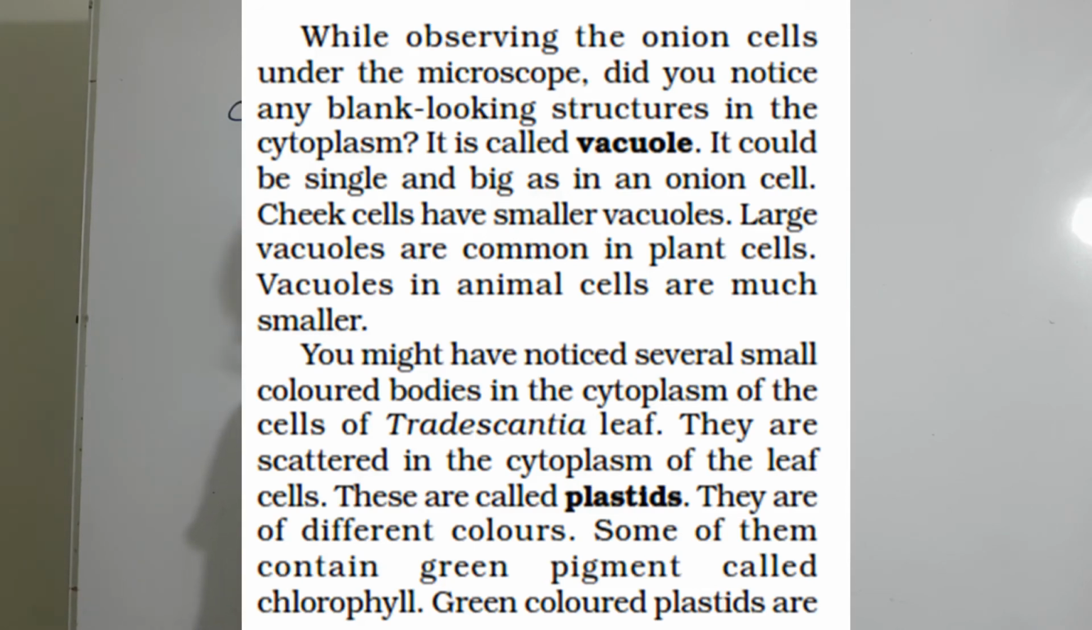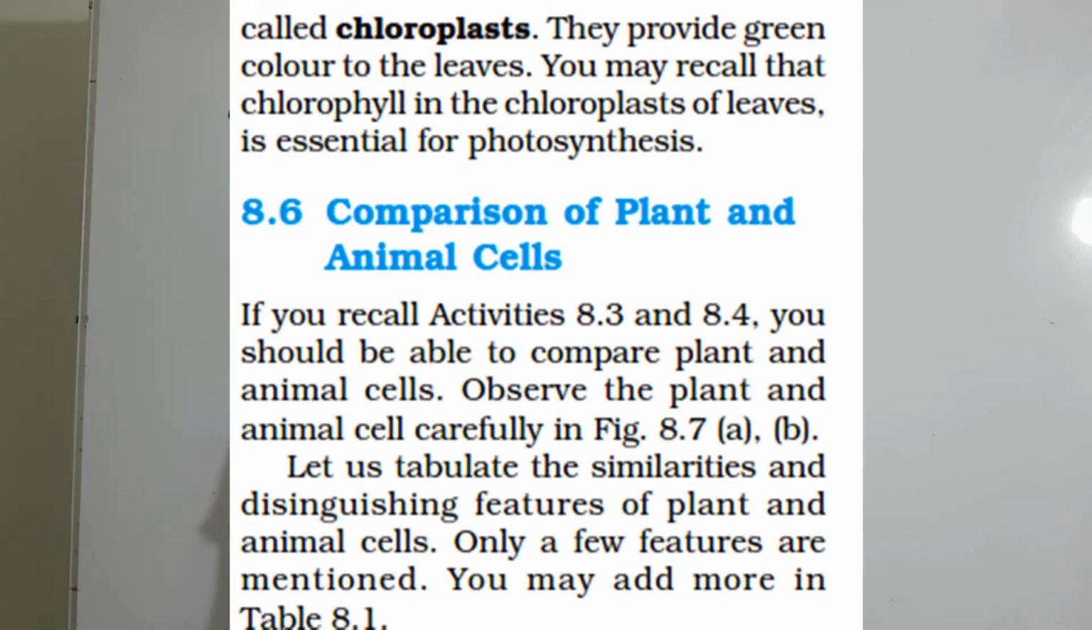You might have noticed several small colored bodies in the cytoplasm of the cells of a potato leaf. They are scattered in the cytoplasm of the leaf cells. These are called plastids. They are of different colors. Some of them contain green pigment called chlorophyll. Green colored plastids are called chloroplasts. They provide green color to the leaves. You may recall that chlorophyll in the chloroplast of leaves is essential for photosynthesis.